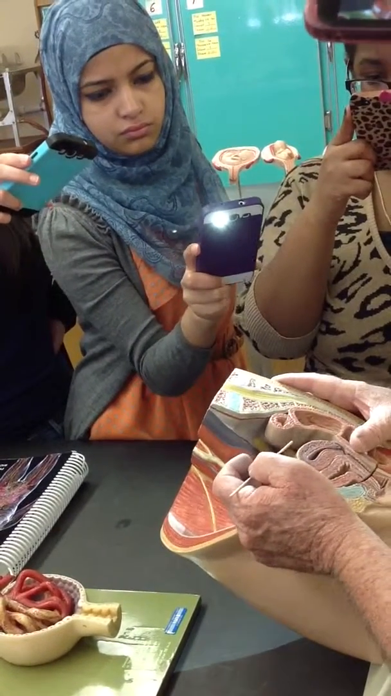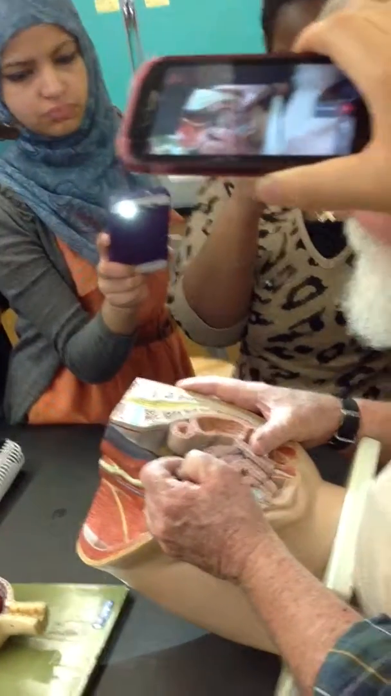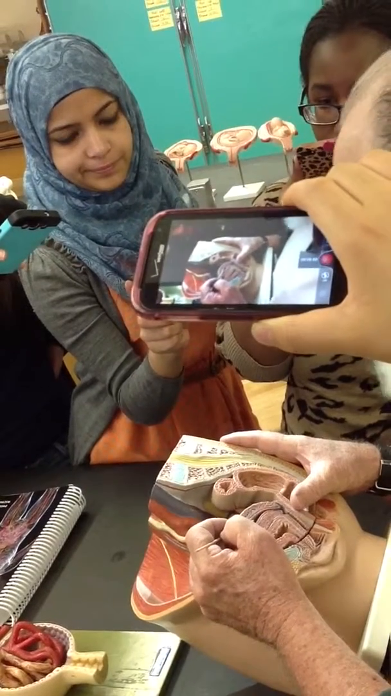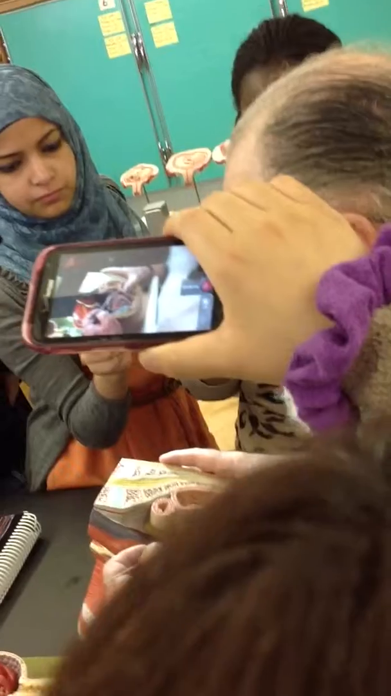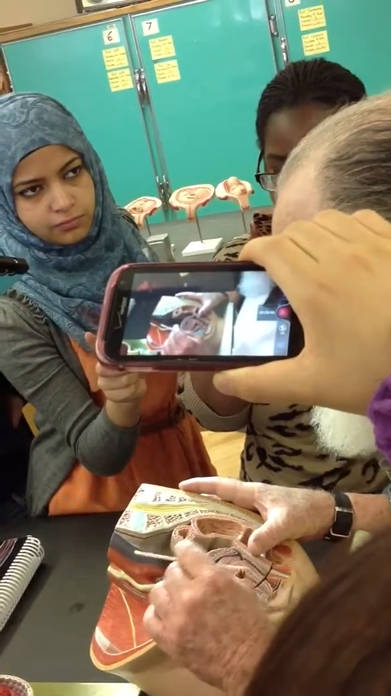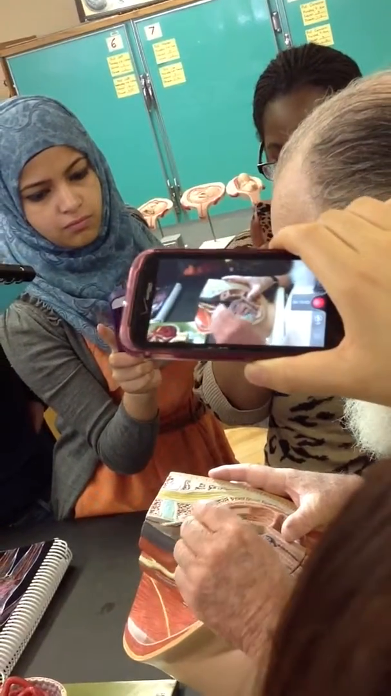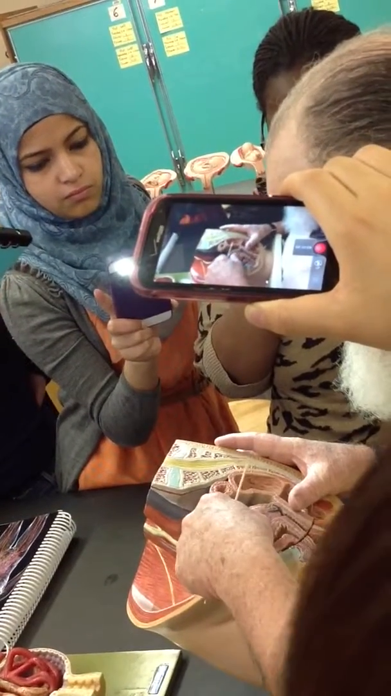It has three layers. It has an endometrium, the inner portion. That is the portion that builds up and sloughs off during menstruation. It has a myometrium, which is smooth muscle, which is going to contract to expel the baby. And then it has a perimetrium, or outside of the uterus.